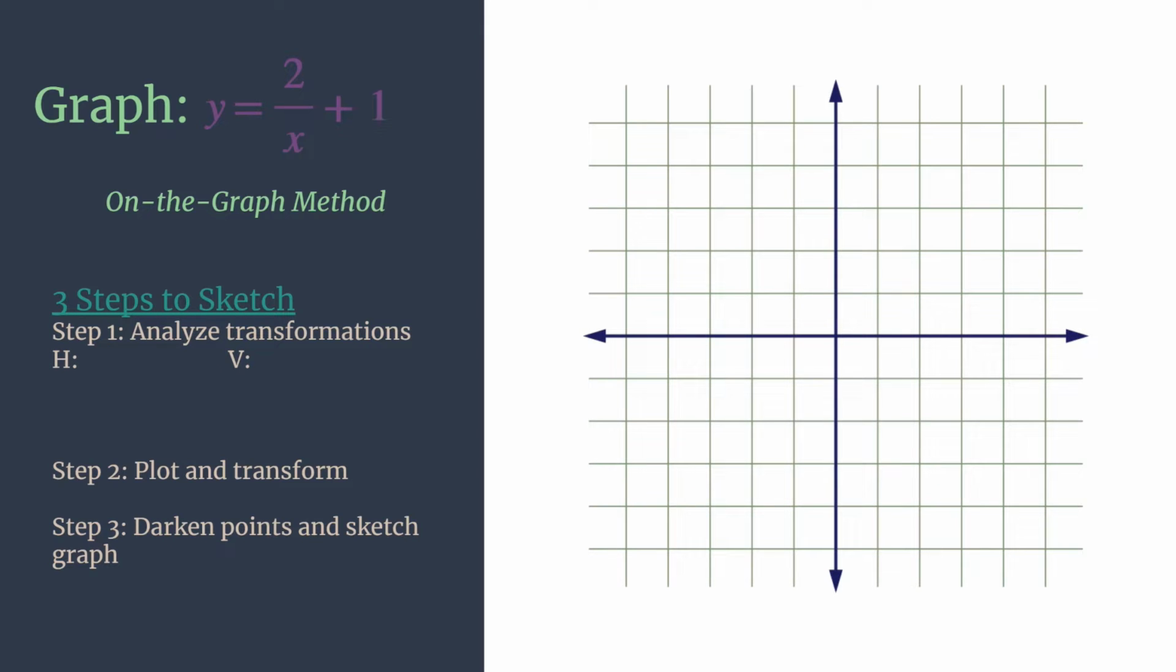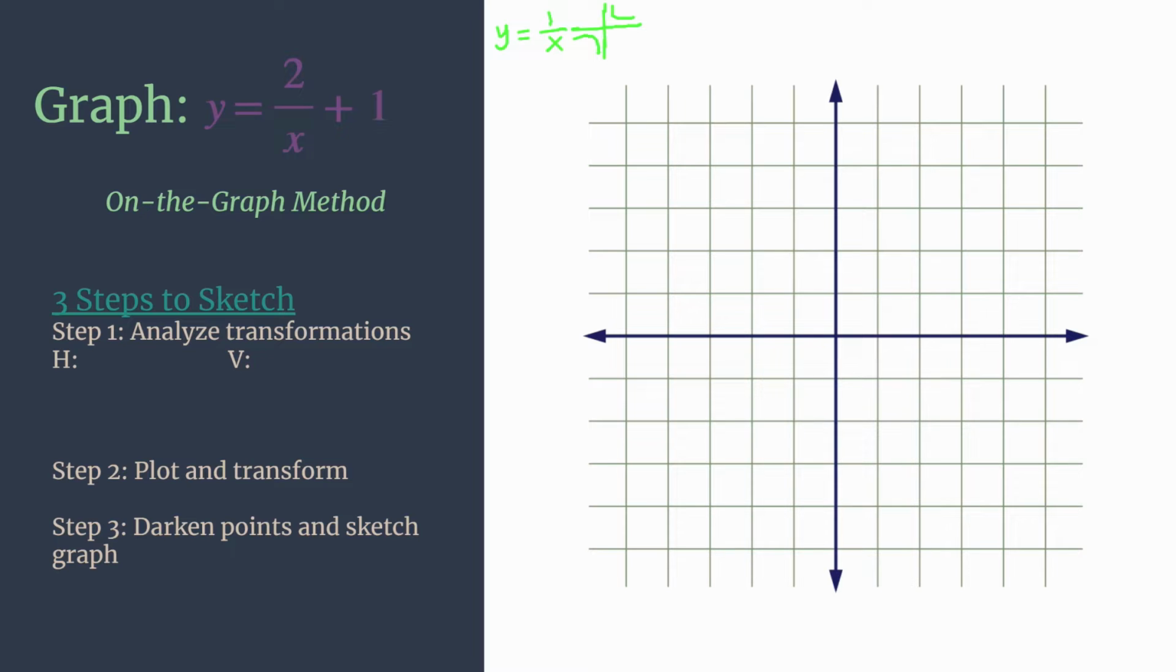All right, so first we want to know that this equation is transforming our parent graph y equals 1 over x. Y equals 1 over x. And that's our graph we nicknamed butterfly. It's got the curves in the first and third quadrants, and it's got the asymptotes on the axes.